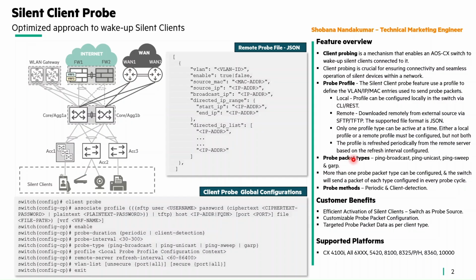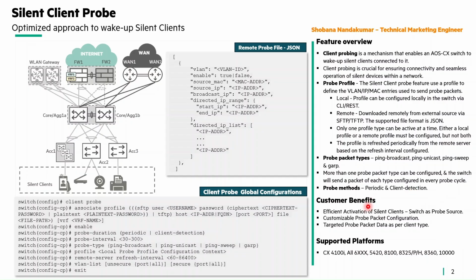So let's see the probe packet types and methods. The supported types include ping broadcast, ping unicast, ping sweep, and GARP. Multiple types can be configured and the switch sends all selected probe packet types during each probe cycle. The probing can be triggered periodically or based on the client direction.